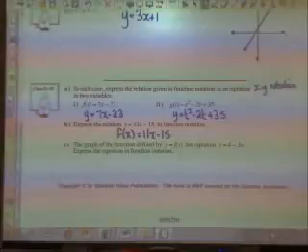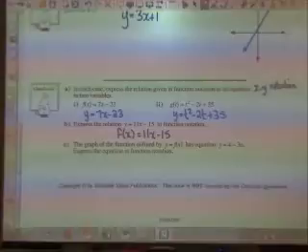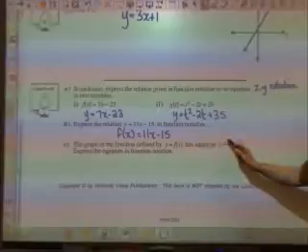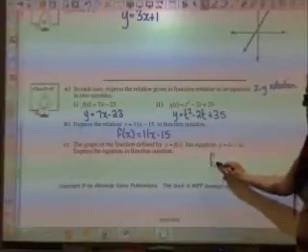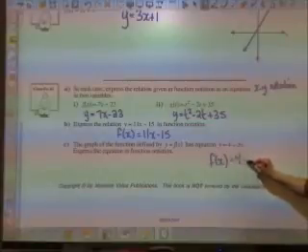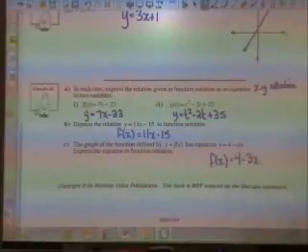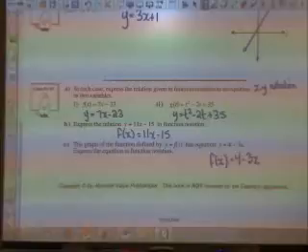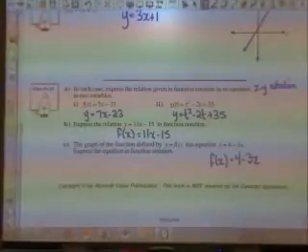The graph of the equation defined by f of x has an equation y equals 4 minus 3x. What would this equation be in function notation? Well, where I see a y, I replace it with f of x, and I get f of x equals 4 minus 3x. Just a different way of expressing the same graph.